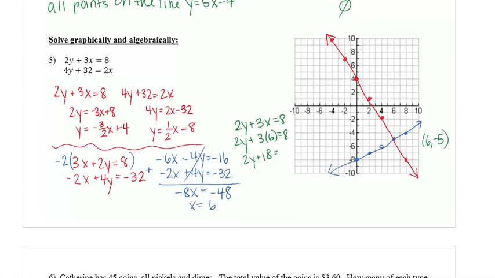It's 2y plus 18. Subtract 18 from both sides, we get 2y equals -10. And divide both sides by 2, y equals -5. So that means (6, -5) is definitely our answer. If you do this question and what you get algebraically does not match your graph, something went wrong somewhere, so go back and try and find your mistake.